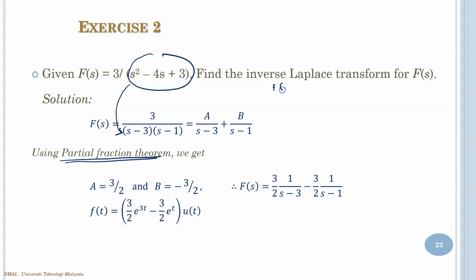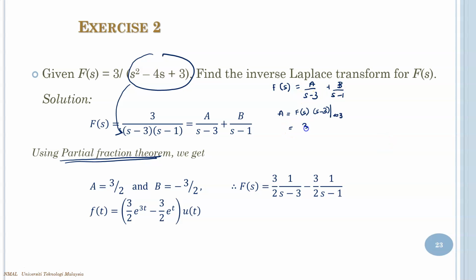For example, Fs here is given as A divided by S minus 3 plus B divided by S minus 1. In order to get A, I will multiply Fs by S minus 3, and S here should change to 3, because we want to cancel out this denominator. So S minus 3 should be equal to 0, so S will become 3.